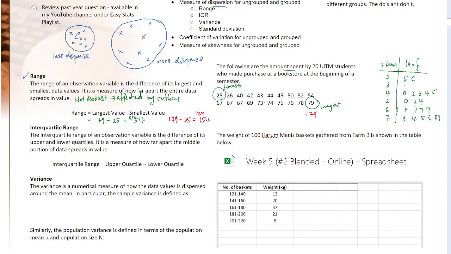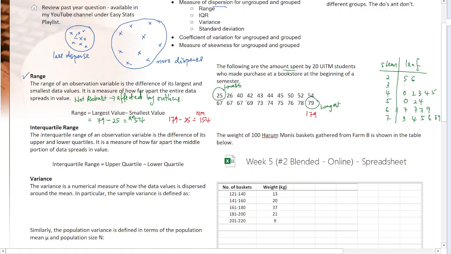But if there are extreme values, you cannot make the comparison because it will be misleading. For example, if the original range is just 54, and suddenly with an extreme value it becomes 154, you would say this group is more dispersed, whereas the higher range is only because of one extreme value. That is what we do not want, so we cannot do that. Okay, so that is for range.